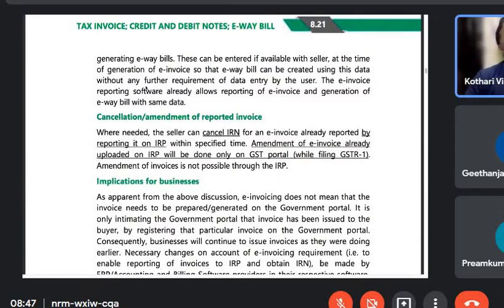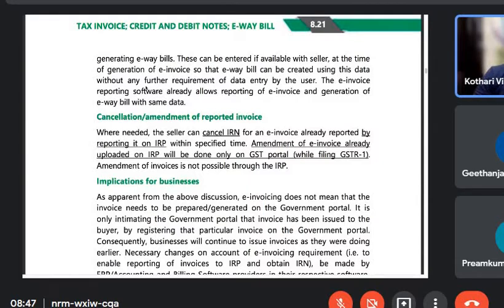After 24 hours, you cannot cancel it. And once you cancel an invoice, say invoice number 235, which you have generated from your system and uploaded, generating an IRN number, that invoice number is cancelled. So the same invoice number cannot be reused again. So that is very, very important.